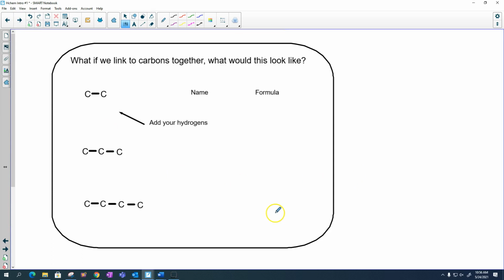Okay. Now, what if we link multiple carbons together? What would it look like? So what we're going to do here is take multiple carbons, add them together, and your job is to add the hydrogens, write the name, and then write the formula. Now we're just starting to get into our naming process here. So add the hydrogens first, and then you can do the formula, and I'll show you the name because we're just starting to get into that. So pause the video, give it a try.